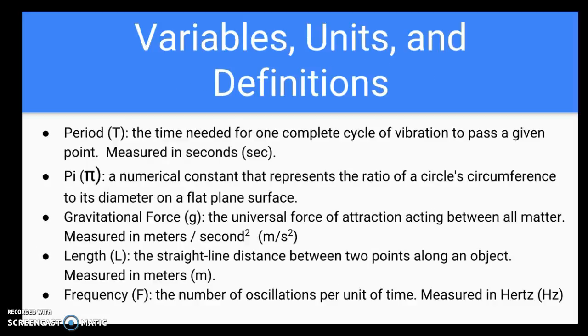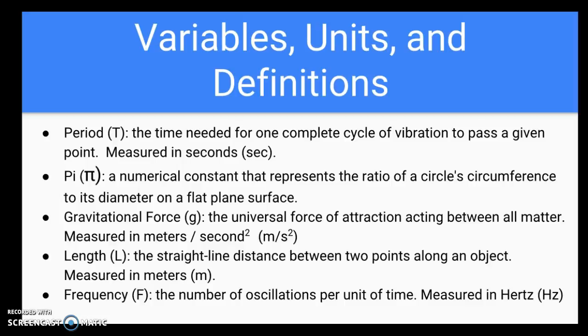Now we are going to discuss variables, units, and definitions. Period, which is represented by the variable T, is the time needed for one complete cycle of vibration to pass a given point. This is measured in seconds. Pi, which is represented by the pi symbol, is a numerical constant that represents the ratio of a circle's circumference to its diameter on a flat plane surface.